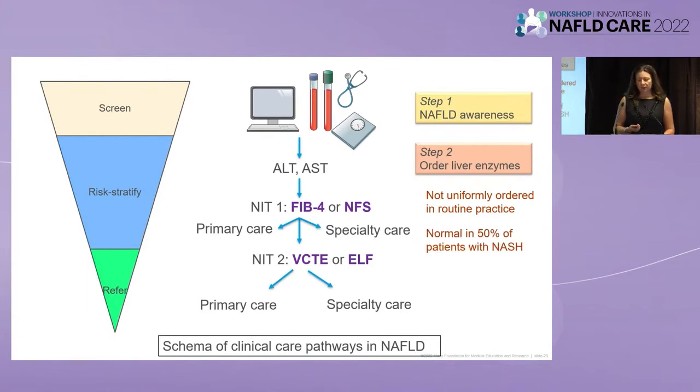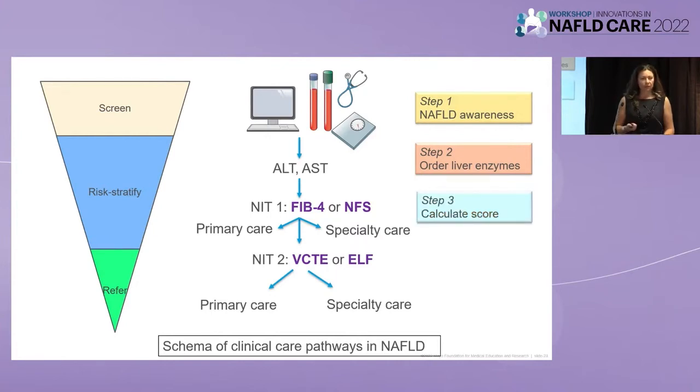And then to keep in mind that these enzymes are normal in half of the patients with NASH. So if we build a care pathway that is based on the rule that ALT is abnormal, then we will disservice half of this population and maybe not identify them.